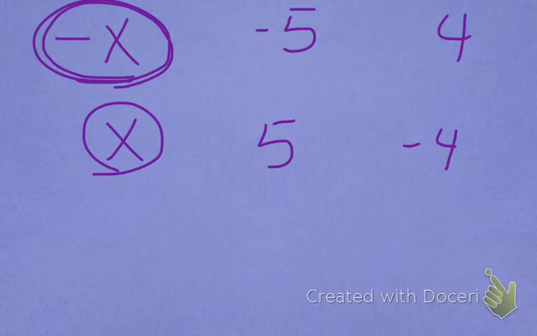Okay, does that make sense? One more time. This right here is a 5. If x was 5, then negative x is the opposite of that, so it's negative 5. If x was negative 4, then negative x is the opposite of that, so it'd be positive 4. Okay? So it just means the opposite of.